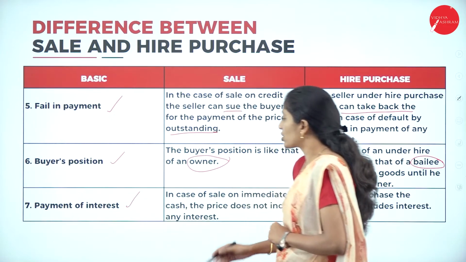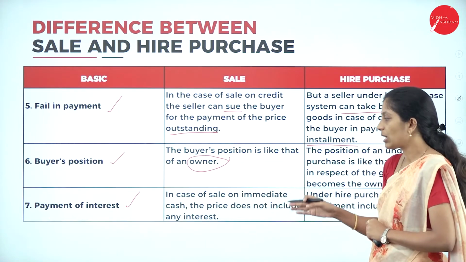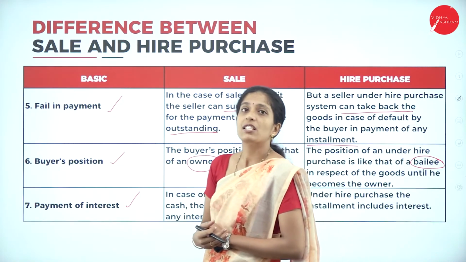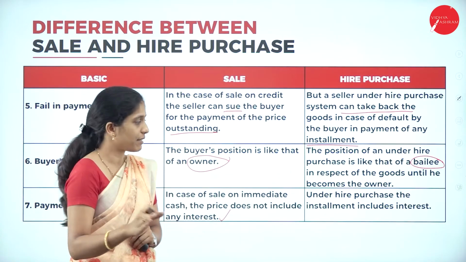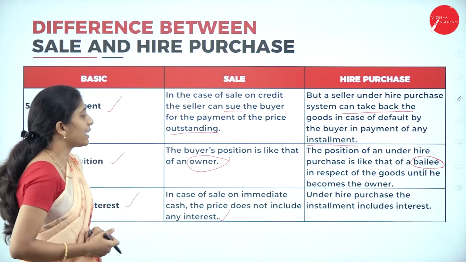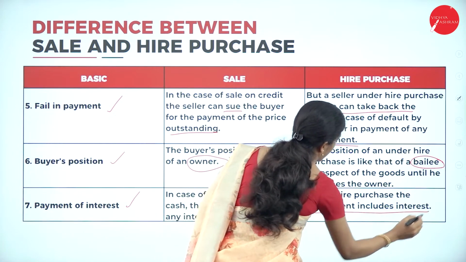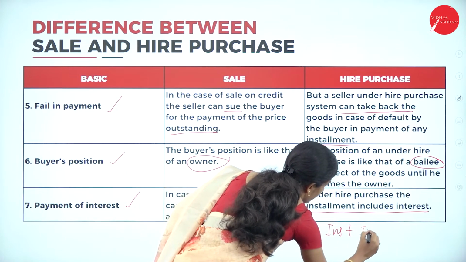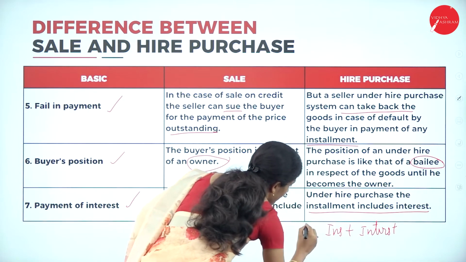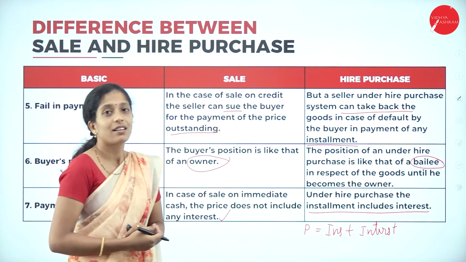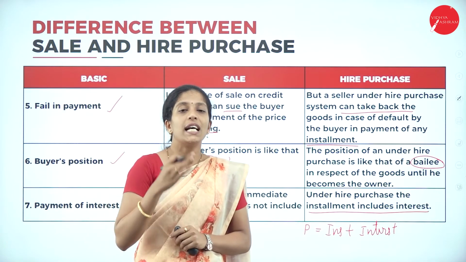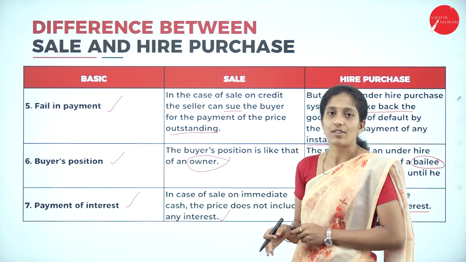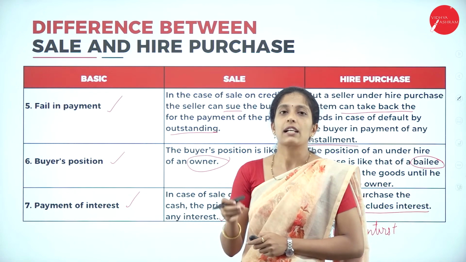Next, payment of interest. In case of sale on immediate cash, the price does not include any interest. So if the sale is made by paying immediate cash, there is no interest. Whereas in hire purchase, the installment includes interest, as I have told you. Here the installment amount is principal plus interest. So in sale it does not include any interest, whereas in hire purchase system, it includes interest along with the installment amount.